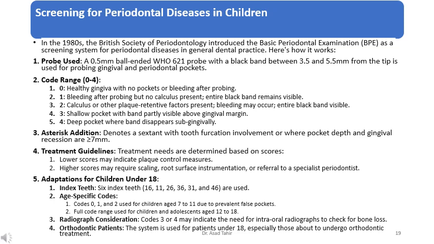Treatment guidelines: treatment needs are determined based on scores. Lower scores may indicate plaque control measures. Higher scores may require scaling, root surface augmentation, or referral to a specialist periodontist.